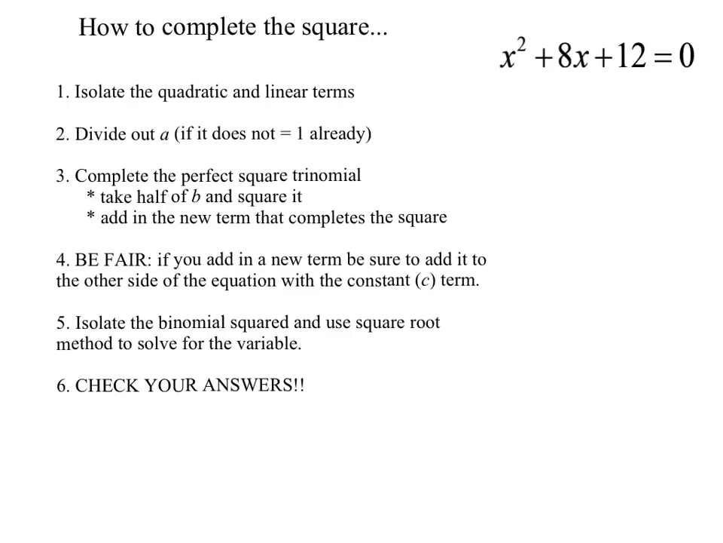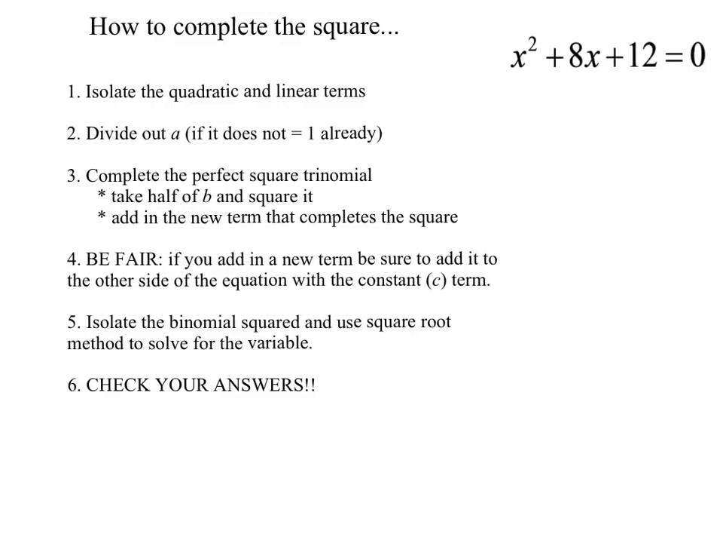Let's look at how to complete the square to solve an equation. We've been practicing with expressions. Now we're going to see the rules for solving an equation by completing the square. The very first step in this is to isolate the quadratic and linear terms. Remember, we're trying to create a brand new constant term that makes a perfect square trinomial. So we need to move the current constant term to the other side of the equation.